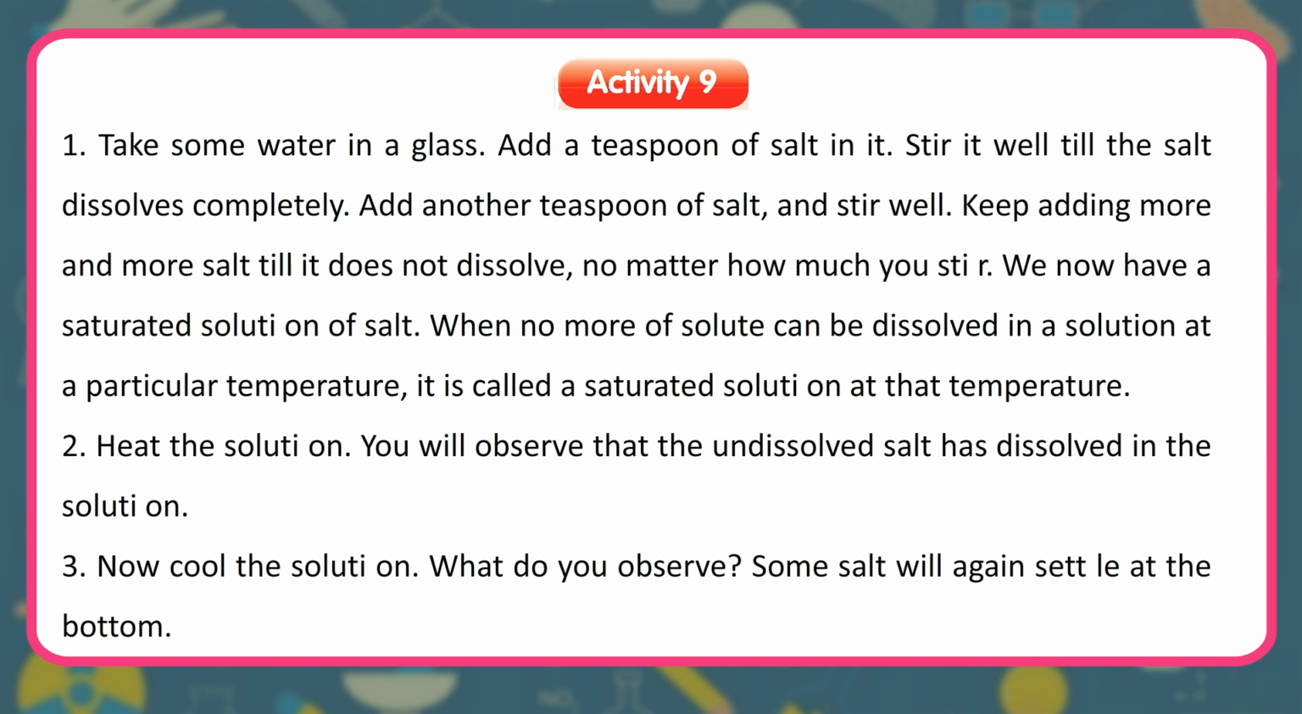When no more of solute can be dissolved in a solution at a particular temperature, it is called a saturated solution at that temperature. 2. Heat the solution. You will observe that the undissolved salt has dissolved in the solution. 3. Now cool the solution. What do you observe? Some salt will again settle at the bottom.